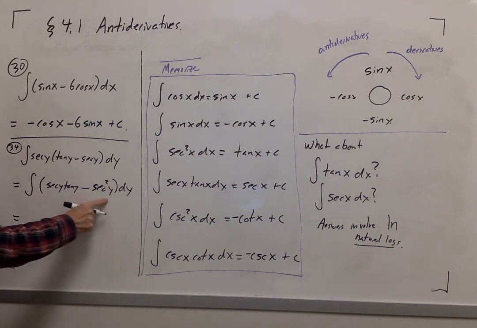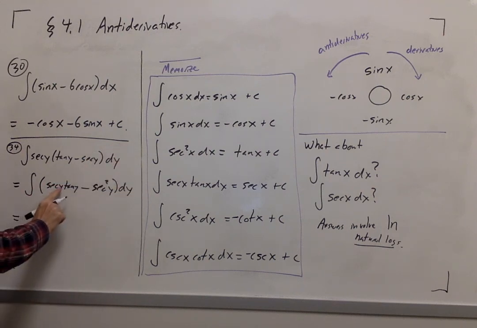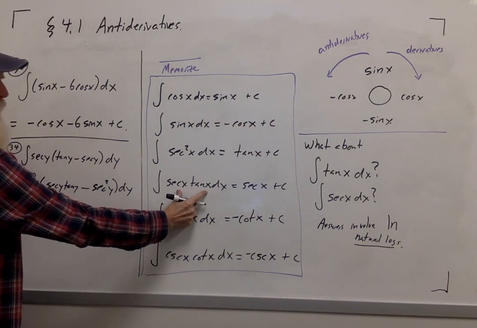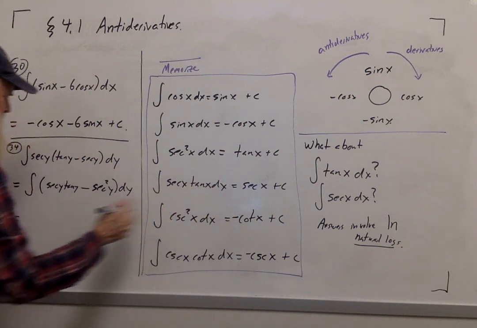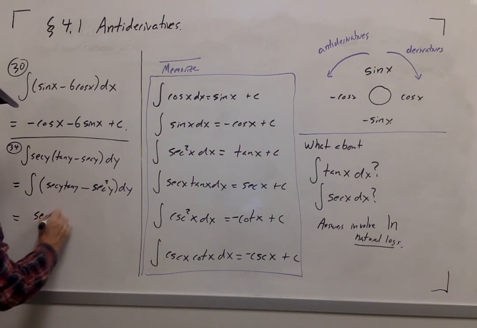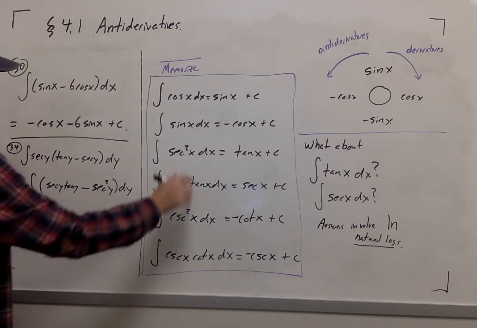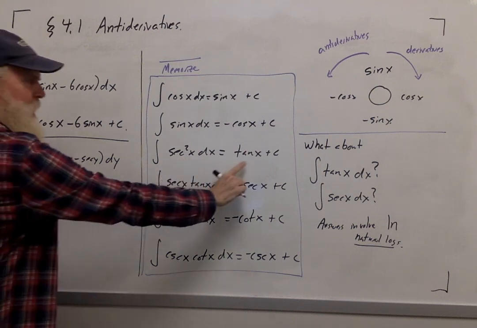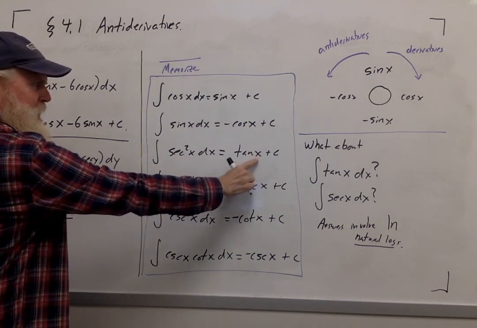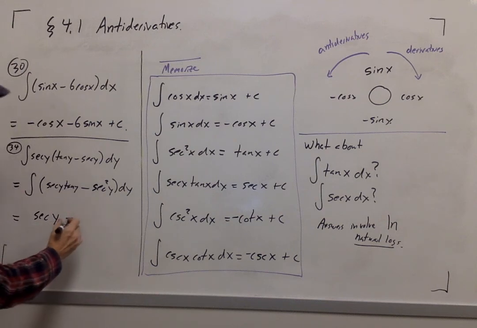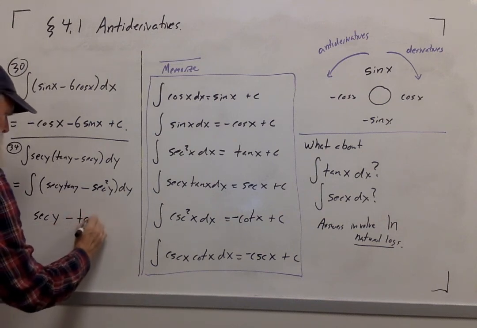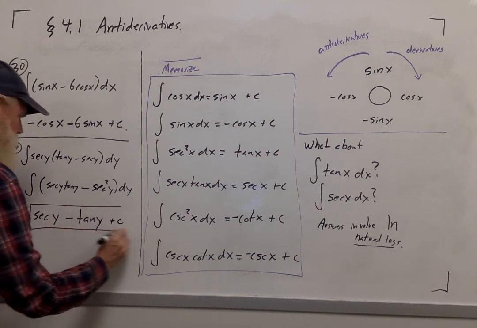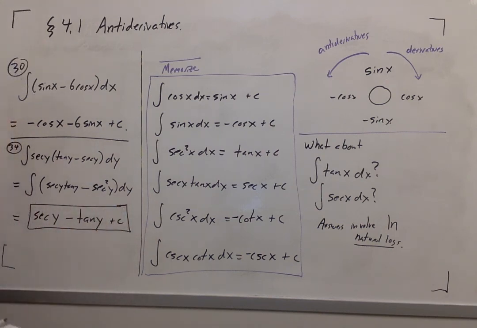And then notice that both of these antiderivatives are on our list. The antiderivative of secant times tangent, that's here. Notice with the variable change, the answer is going to be secant y minus the antiderivative of secant squared, that's this rule here. The antiderivative of secant squared is tangent, and I'm using an independent variable y instead of x. So secant y minus tangent y plus c.